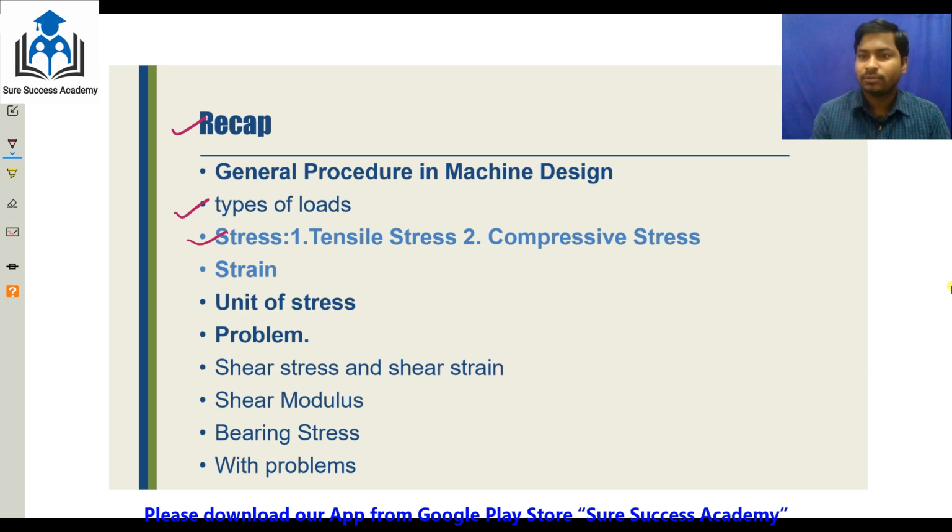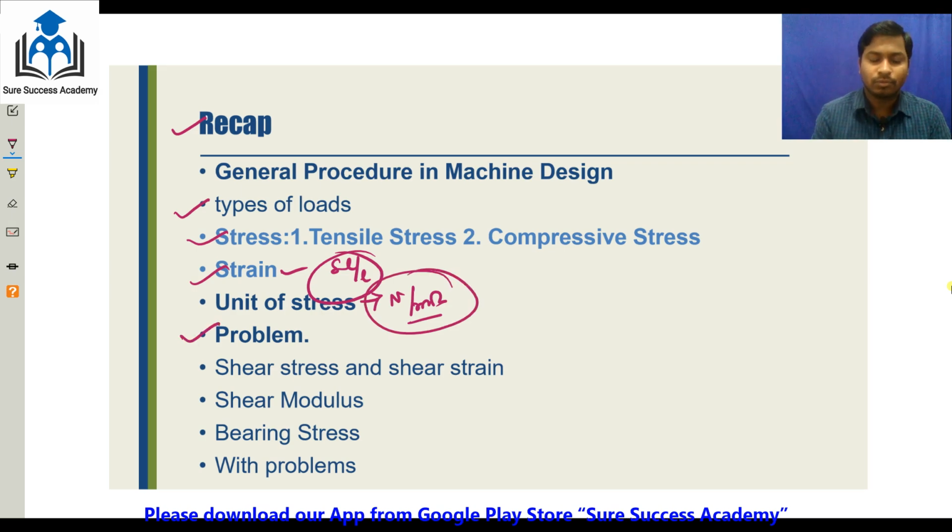When a material is subjected to a load, it will deform, and at the same time an internal force will be developed that is equal and opposite to the applied force, which will prevent the deformation. The internal force per unit area is called the stress, and the change in length divided by the original length is called the strain. The unit of stress is force per unit area, so that is Newton per mm square. We already discussed this, and problems we already did.